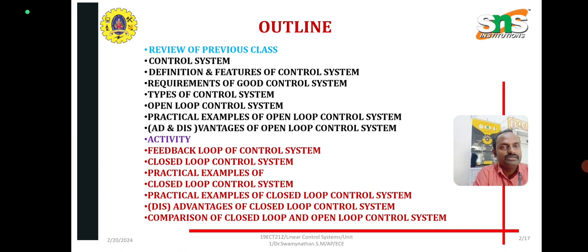In this session, we will discuss what we mean by control system, what are the definitions, features and requirements of control system, and what are the types of control system. What is the open loop control system, its practical examples, advantages and disadvantages. Following this, we will discuss the closed loop, that is nothing but a feedback loop control system, its practical examples, advantages, disadvantages, and the comparison between the closed loop and the open loop control system.